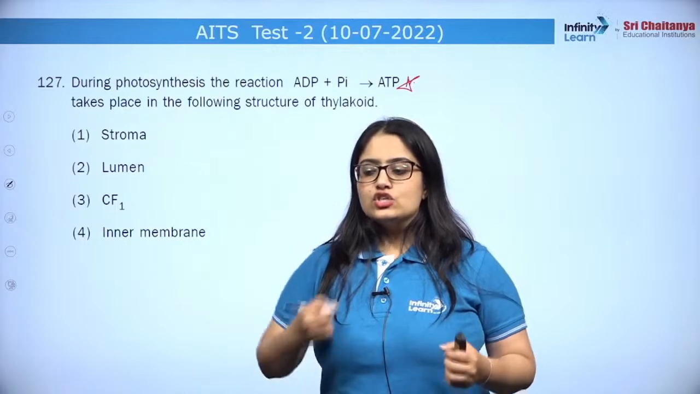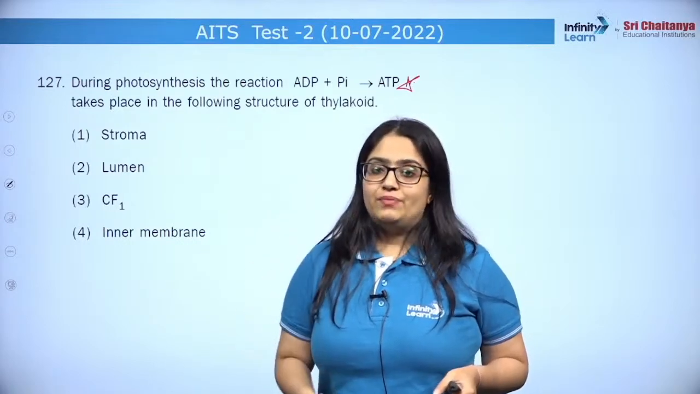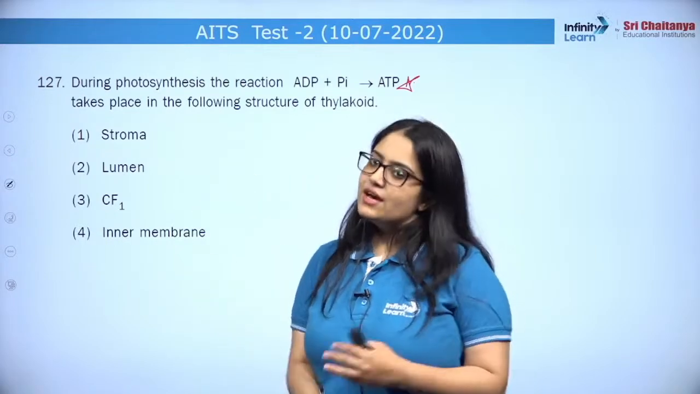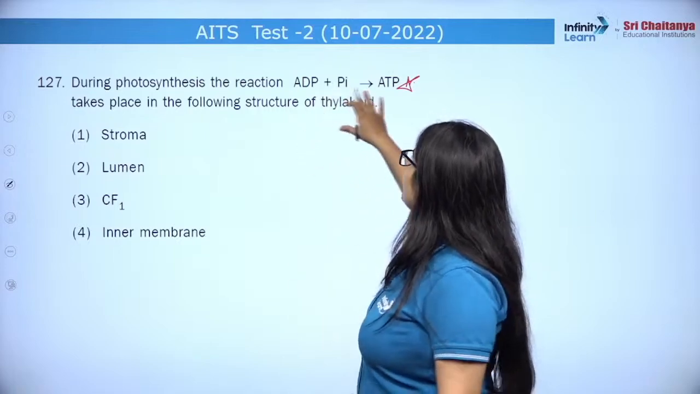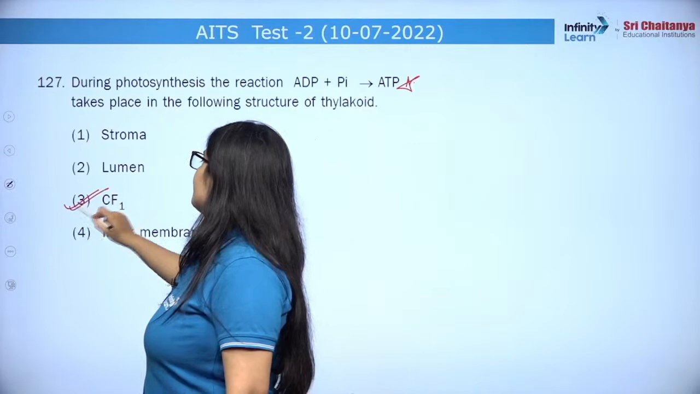This energy is stored, is trapped in the bonds of ATP. So, the enzyme ATP synthase is present in this CF1, which catalyzes this reaction. This ADP plus inorganic phosphate to ATP is actually taking place in the CF1.